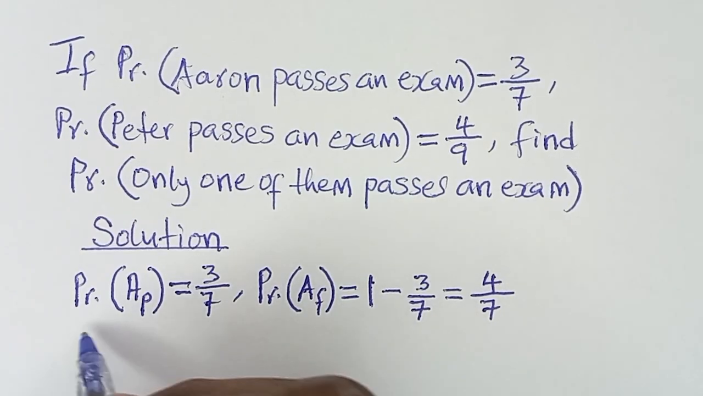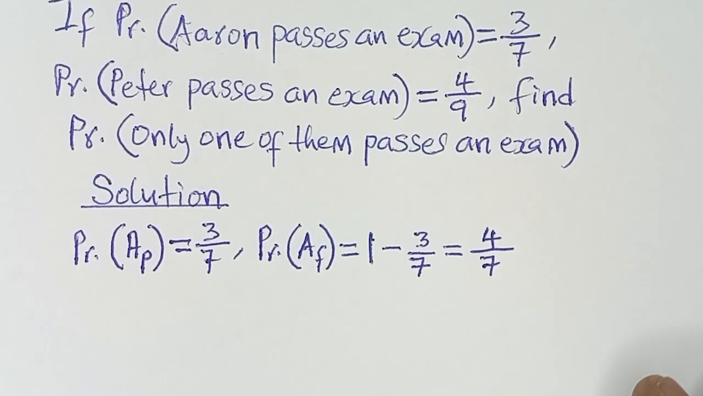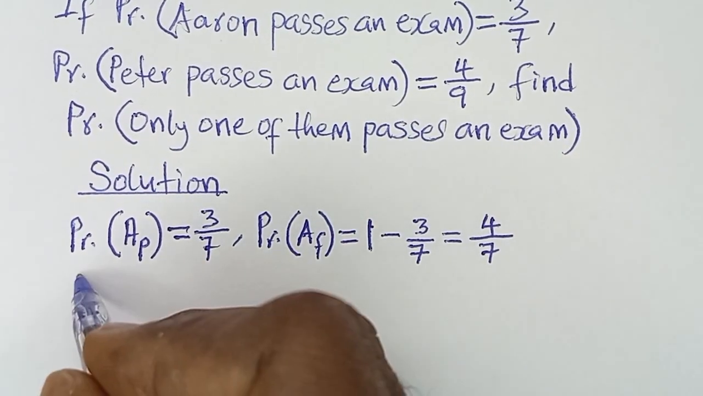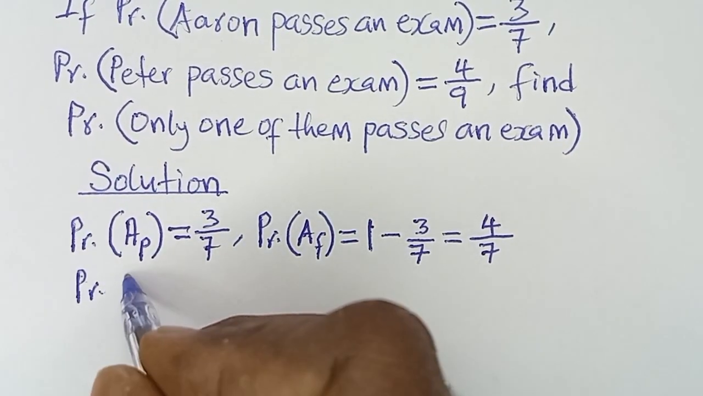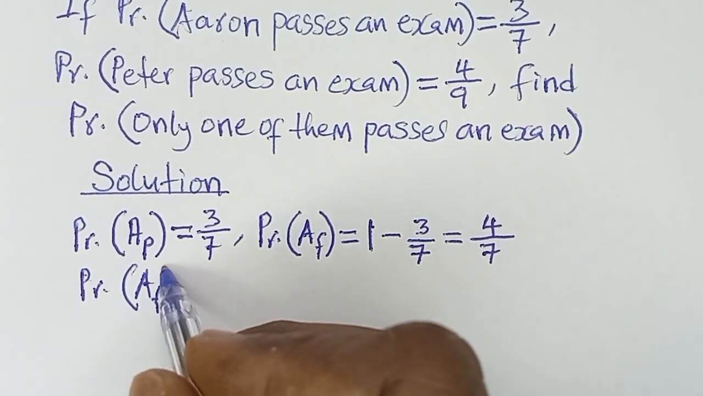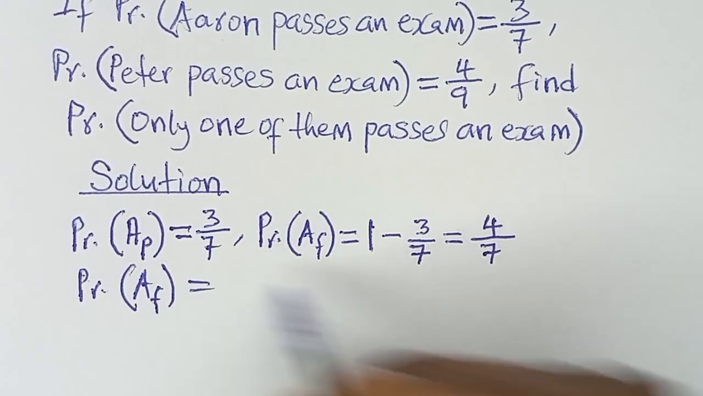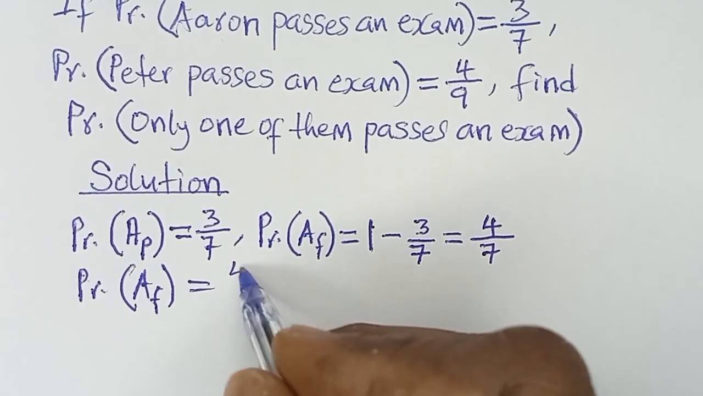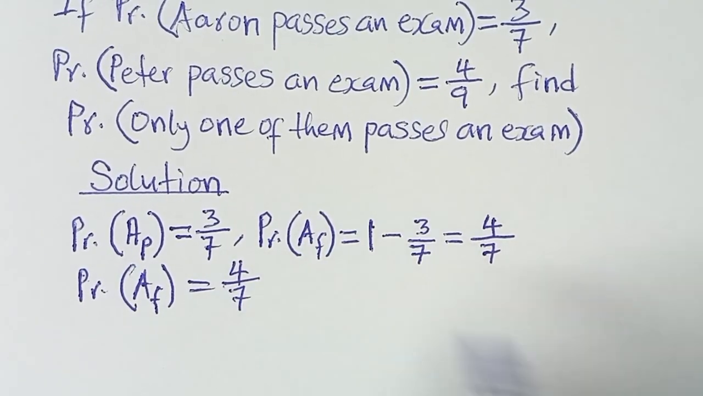So we can say the probability that Aaron fails the exam, that is F, Aaron fails, is equal to 4 over 7. So now we have analyzed for Aaron.